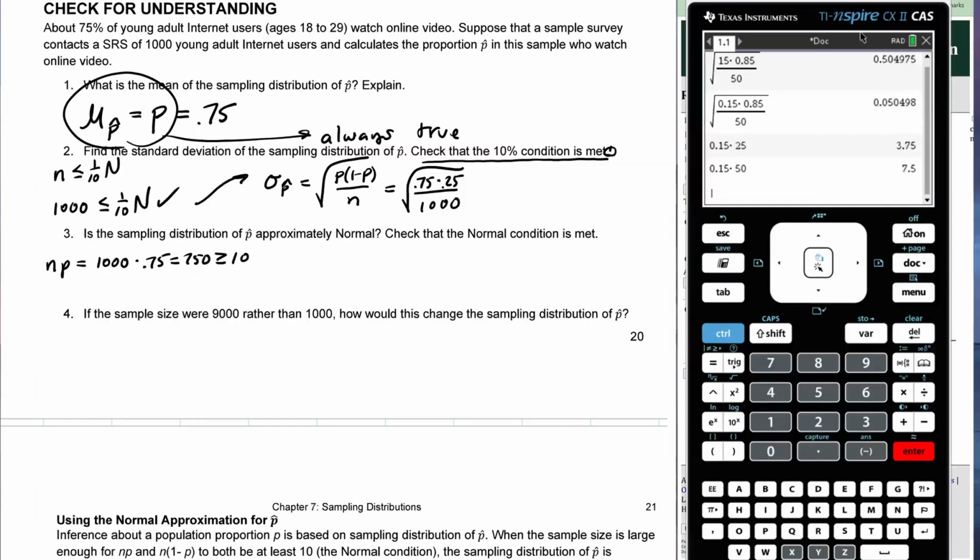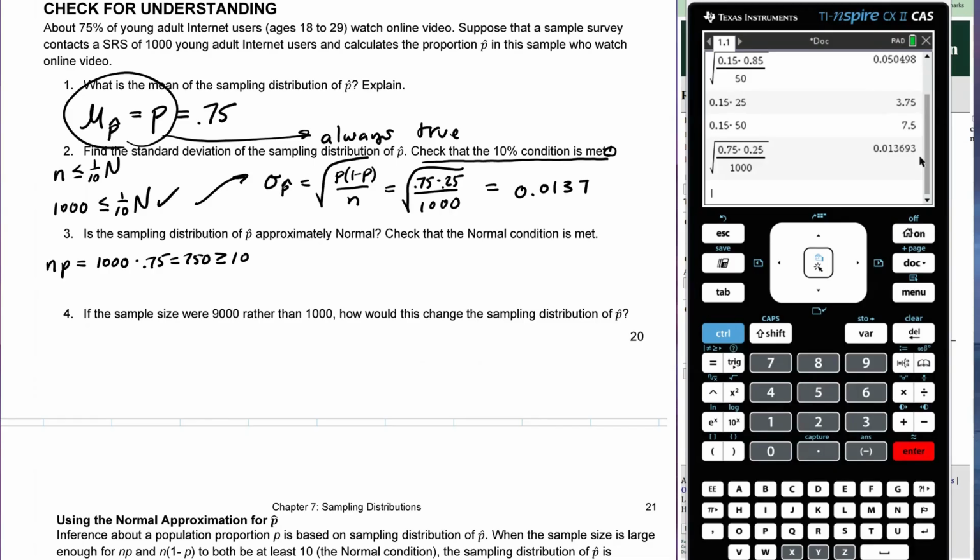And our calculator says that answer, see, control squared to get the square root, control division to get that fraction, 0.75 times 0.25 all over 1,000. And we get that the standard deviation is 0.0137. Let's go 4 digits on those kinds of numbers.